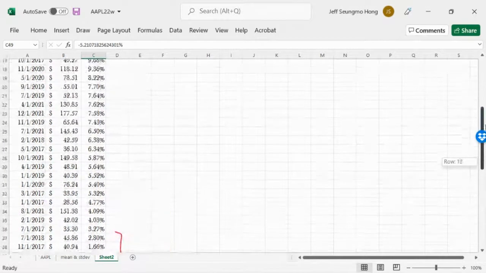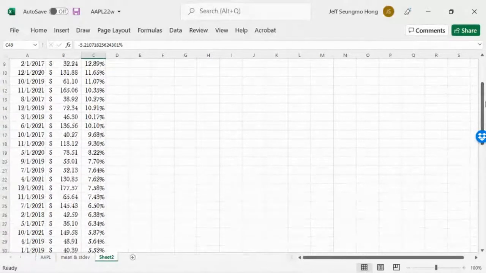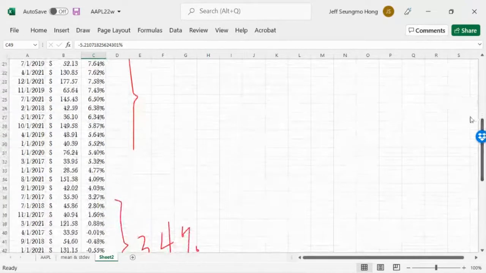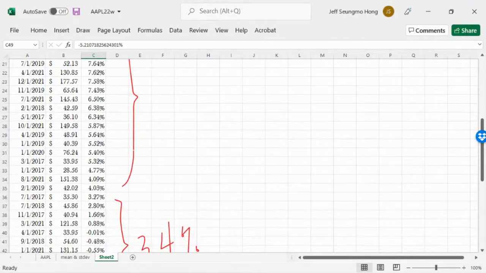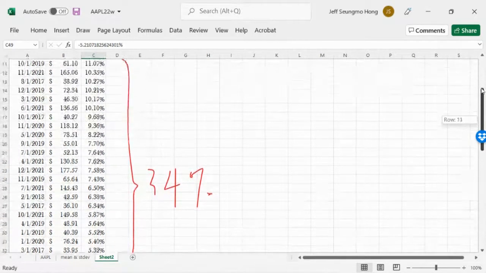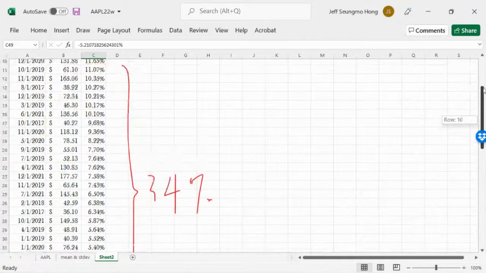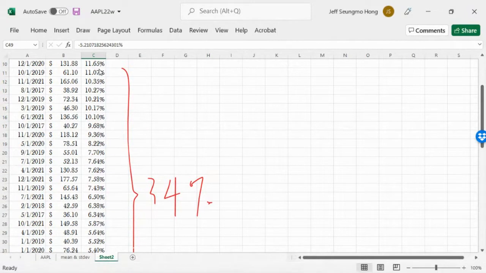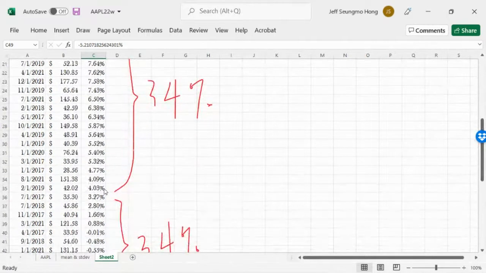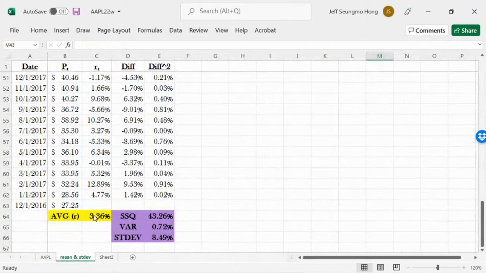Also, from here to here, there is also about 34% probability that the next month return will fall anywhere between here and here. Right? Makes sense? So we can talk with probability. And also, deviation is deviating from the expected return, the mean, and that's the risk. I mean, fluctuation of the return is the risk.